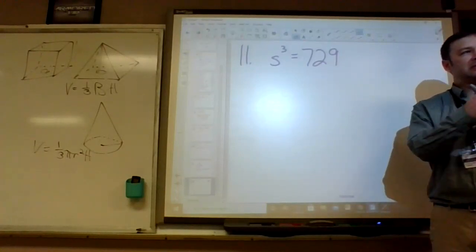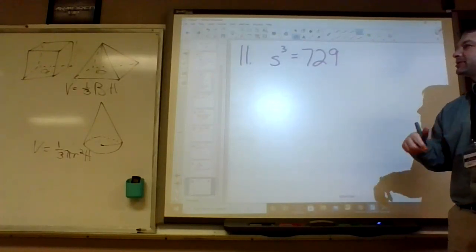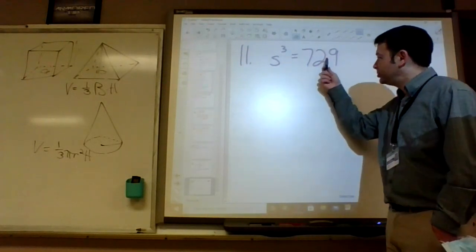Cube. Square root and. Well, it's not, yeah, it's called a cube root. Like, what cube equals that?